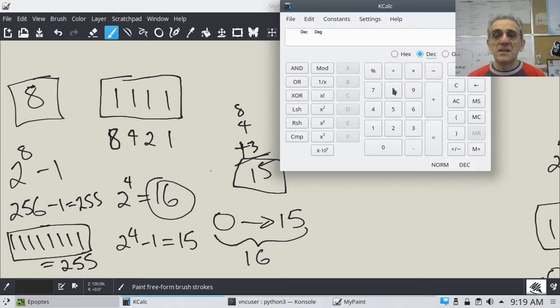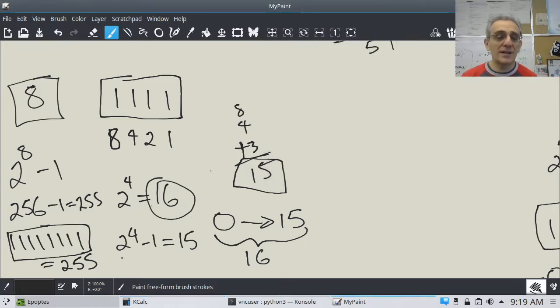Okay? So that's kind of a cool trick that you can use to figure out the maximum number you can have if you have all ones.